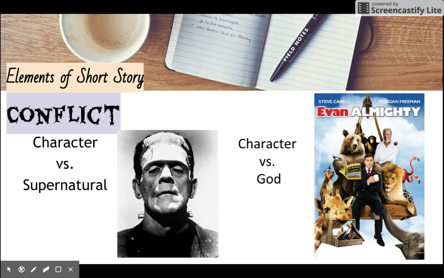So when you're identifying conflict in a short story, you want to identify what the conflict is. So what is making this main character unable to move forward? And that is our conflict.